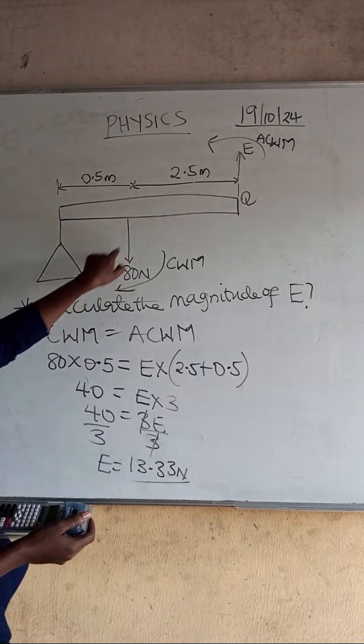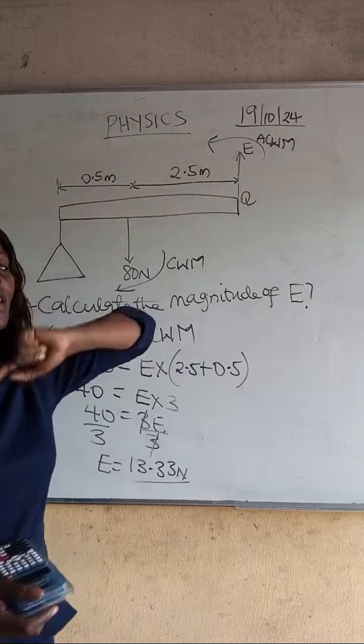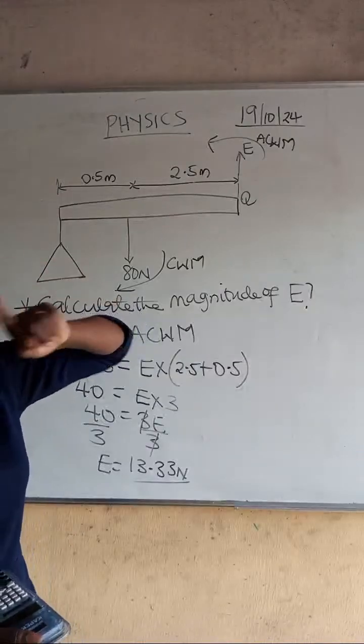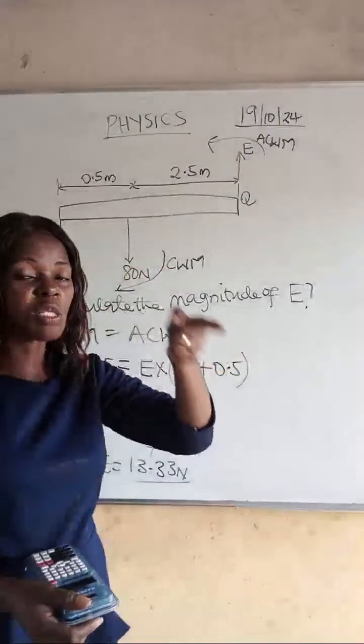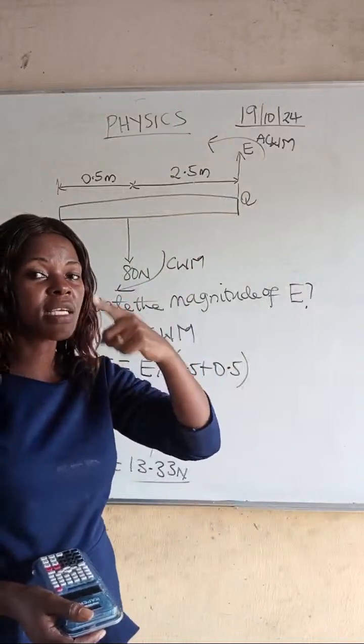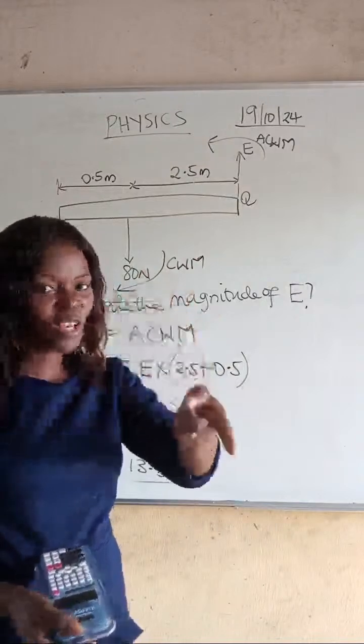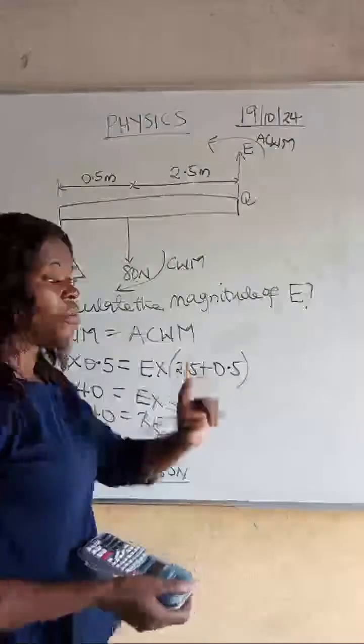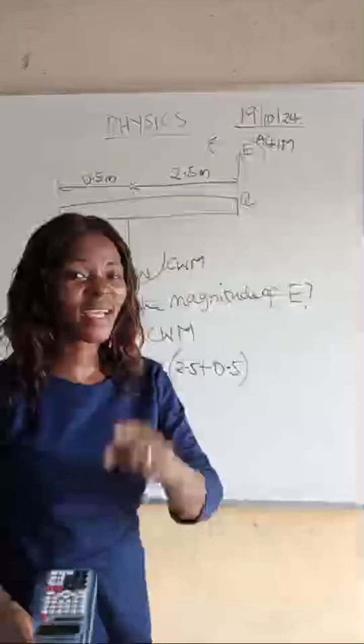This is acting down, but the other one is acting up. Any vector acting up, if you are trying to resolve it with respect to moment, it becomes clockwise moment. I'll tell you why. So I'm going to look at now a negative moment. Understand when two are acting up and acting down.